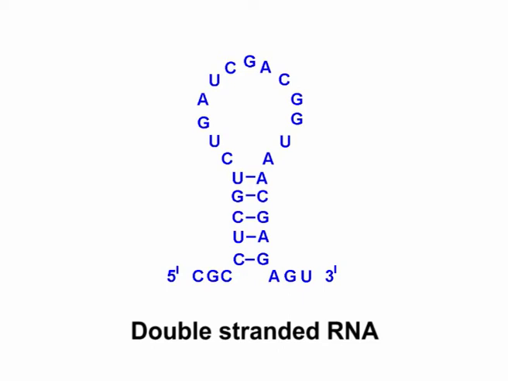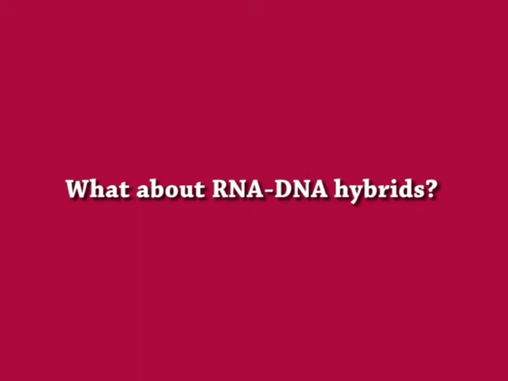The two regions involved in duplex formation are antiparallel to one another, and the base pairs that form are AU and GC. Okay, what about RNA-DNA hybrids? Can they form? The answer is yes. Complementary sequences of RNA and DNA readily anneal with one another to form duplexes. In fact, RNA-DNA hybrids are more stable than corresponding DNA-DNA and RNA-RNA duplexes.